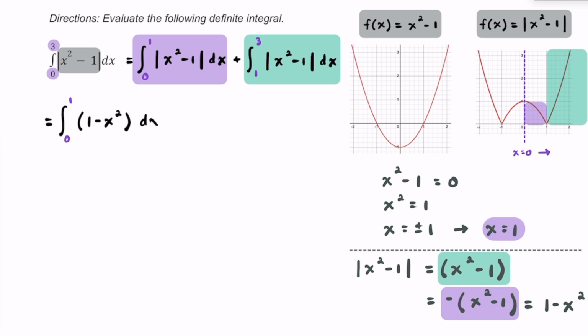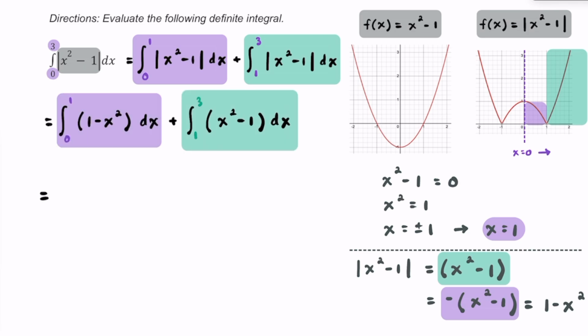Of course, we have this dx, and let's add on that second part where we're going to be going from where? We're going to be going from 1 to 3. And then we're going to use that other expression where we have x squared minus 1. This was just going to be positive the whole time as long as x is greater than 1. Let's throw that dx on here as well.